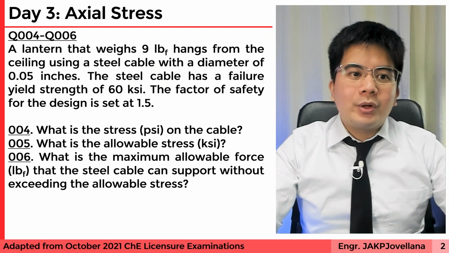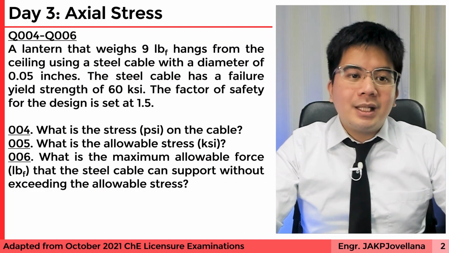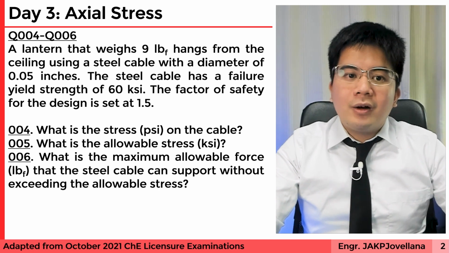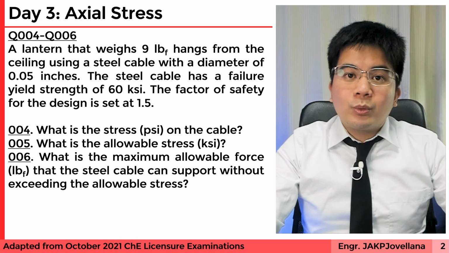For our problem, we're given a lantern that weighs 9 pound-force, hangs from the ceiling using a steel cable with a diameter of 0.05 inches. The steel cable has a failure yield strength of 60 KSI. The factor of safety for the design is set at 1.5.